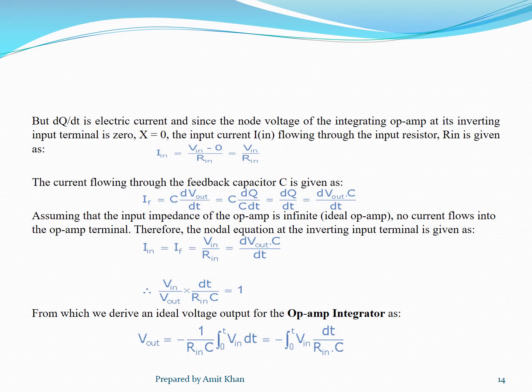But dq/dt is electric current, and so the node voltage of the integrating op-amp at its inverting input terminal is 0. So I_in equals (V_in minus 0) by R_in, that is V_in by R_in. The current flowing through the feedback capacitor is given by I_F equals C into dV_out by dt, that is equals C into dq by dt into 1 by C, that is dV_out into C by dt.